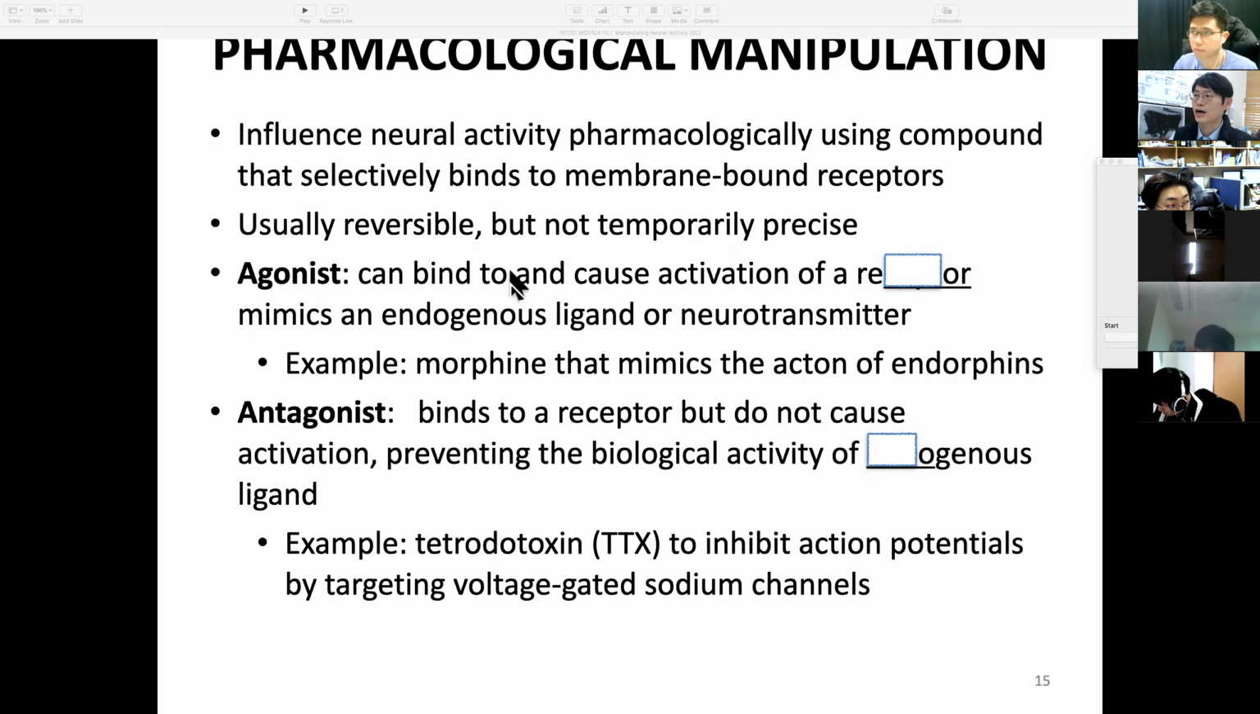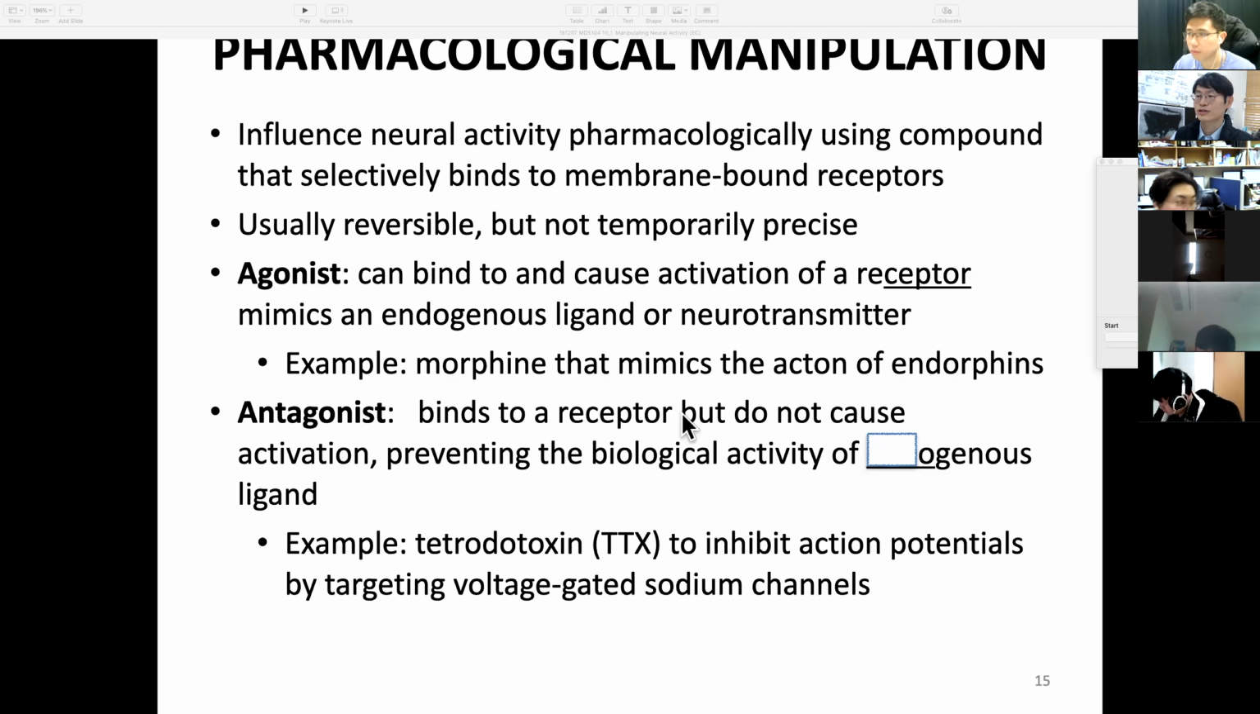So an agonist can bind to and cause activation of a receptor, okay, that mimics an endogenous ligand or a neurotransmitter. One example is morphine, which mimics the action of endorphin. Endorphin is our endogenous one, but morphine is a drug, okay?